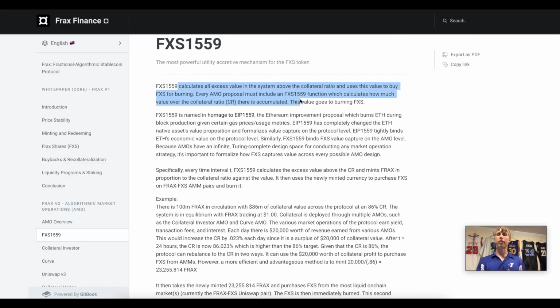It basically calculates all the excess value in the system that's above the collateral ratio. So if it's 85% and the collateral for the token is 86%, it will take that 1%, go out on the market, buy a portion of FXS, and burn it. So this is basically reducing the supply.